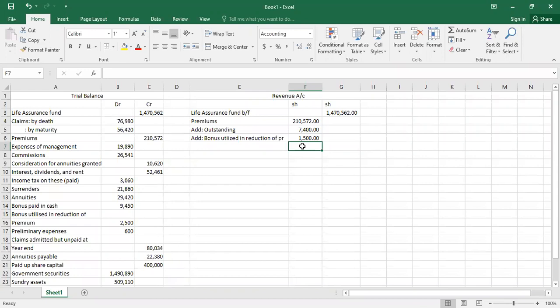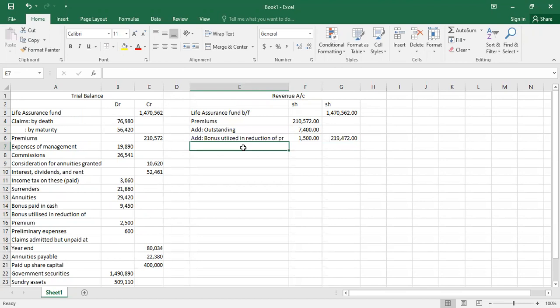But if you look at our trial balance, there is nowhere that we have an outstanding premium, except for the adjustment that we are making. And then from this figure, you are supposed also to less the reinsurance premium, but we don't have a reinsurance premium. So I think that's all that we have. So adding the three, you get 219,472. So we go on.